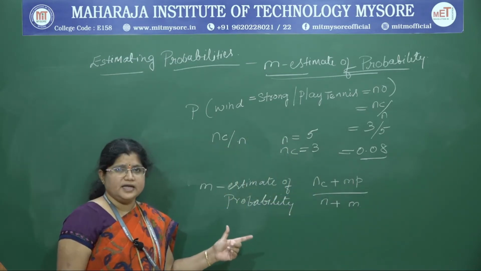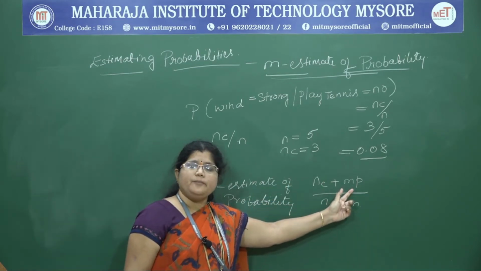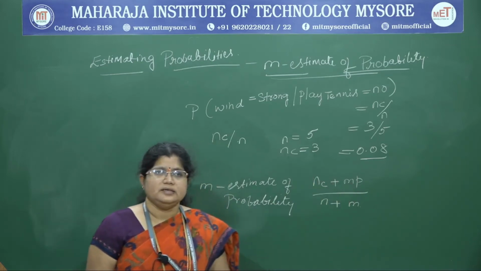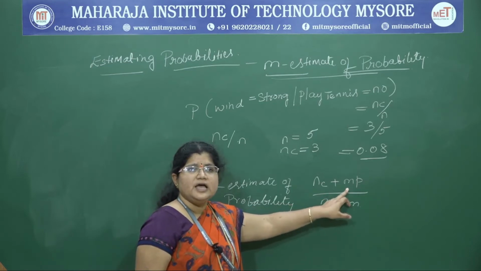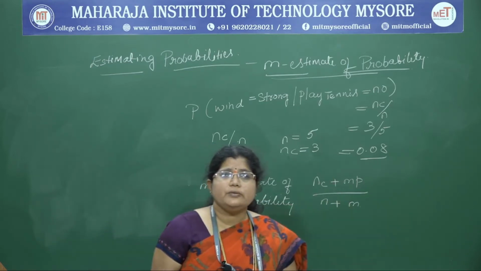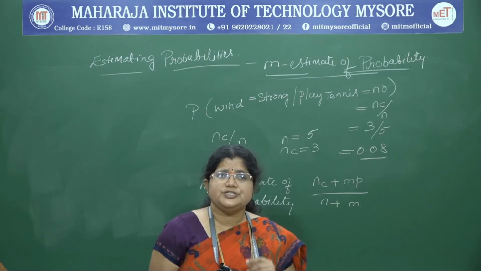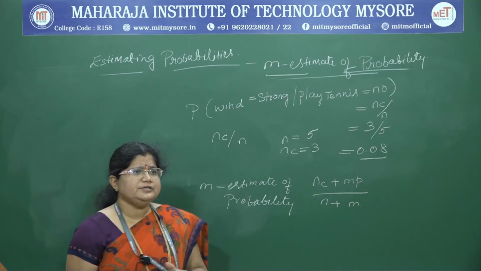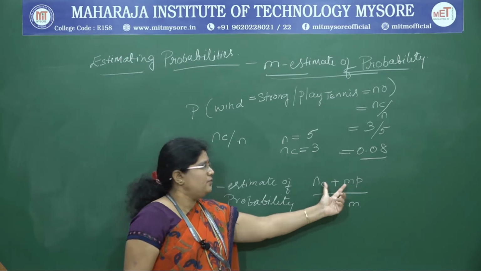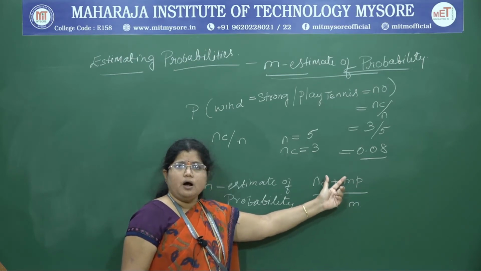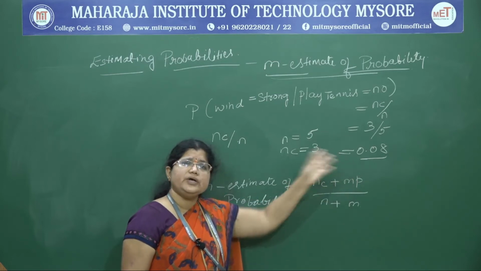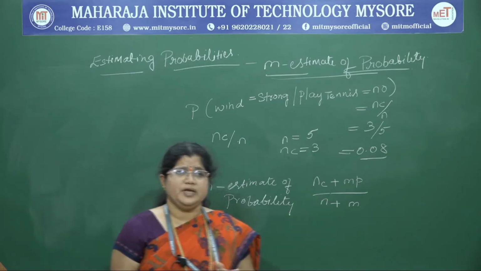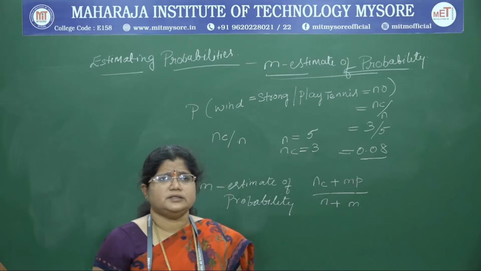In this case, P is a prior estimate of the probability we wish to determine, and m is a constant called the equivalent sample size, which determines how heavily to weight P relative to the observed data. It shows how P is going to be related to the observed data samples. Now, there is a method for choosing P. We need to follow a certain method.